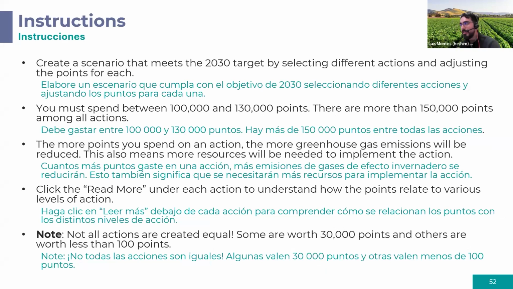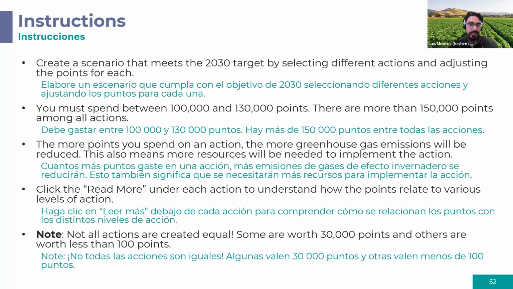And just as a reminder, now that you've seen the platform or maybe you're logged on, maybe you're filling it out right now, the goal is to create a scenario that meets the 2030 target by selecting a combination of different actions and adjusting the points for each. You must spend between 100,000 and 130,000 points. There are more than 130,000 points, so you do have to make some choices.